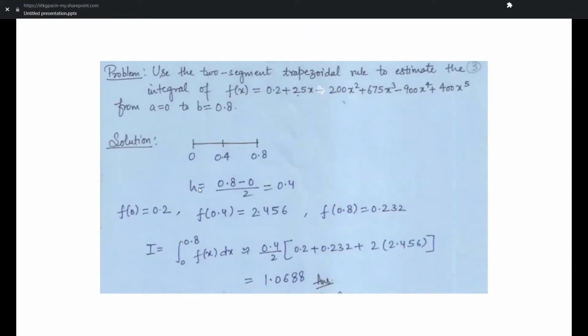Now let us look into a problem. We have to estimate the integral of this function. We have divided our interval into two parts, and after putting it into the formula, we see that our answer is 1.0688, which is quite an improvement over the previous answer.